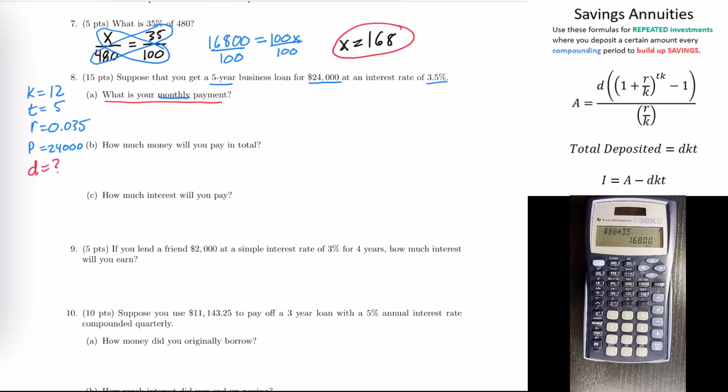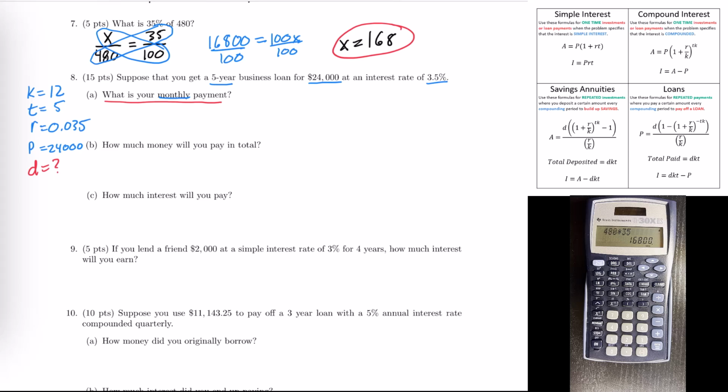So to identify which formula we're going to use, let's start with our first question. We start off by asking, is this a simple interest problem? Does it say simple interest anywhere in the problem? It doesn't, so it's not going to be simple interest, so we can eliminate that one. Then we ask, is this a situation where we're saving money, or is it a borrowing or loan situation? In this case, we're getting a business loan, so we're definitely not doing the savings annuities one.